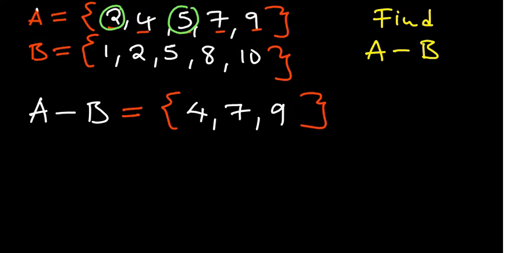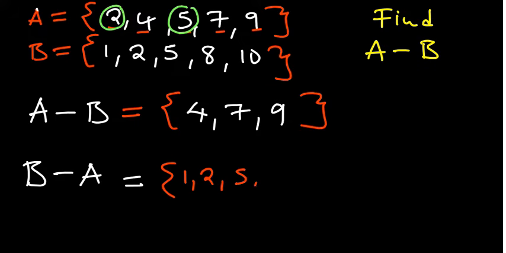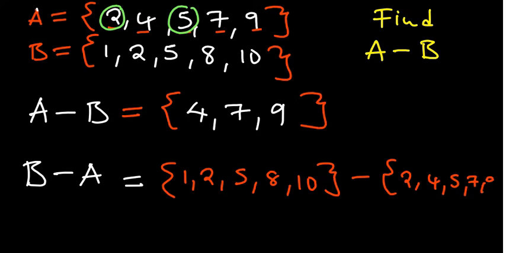Okay, so try out this one. Pause the video and try out this one. B minus A. B minus A means B without A. I'll introduce you to another way in which I approach this question. B consists of 1, 2, 5, 8, and 10. We are saying minus set A, which has 2, 4, 5, 7, and 9.